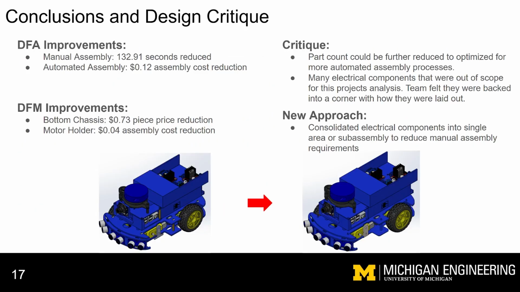To sum things up, through our DFA improvements, we have a 132.91 second reduction for the manual assembly and a 12-cent assembly cost reduction. Our DFM improvements for the bottom chassis was a 73 cent price reduction and a 4-cent cost reduction for the motor holder.